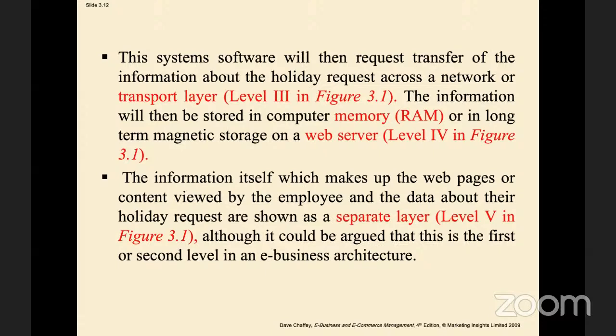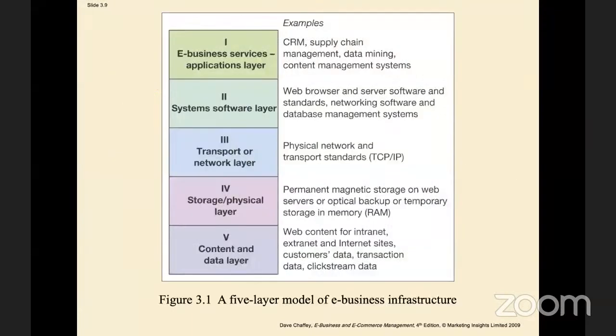The information will then be stored in computer memory, RAM, or in long-term magnetic storage on a web server. Level 4 in figure 3.1. The information itself, which makes up the web pages or content viewed by the employee, and the data about the holiday request are shown as a separate layer. Level 5 in figure 3.1, although it could be argued that this is the first or second level in an e-business architecture.